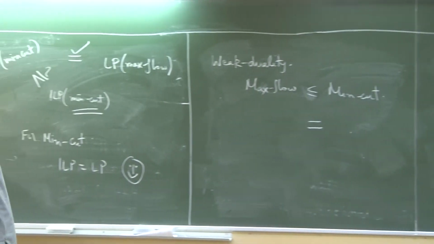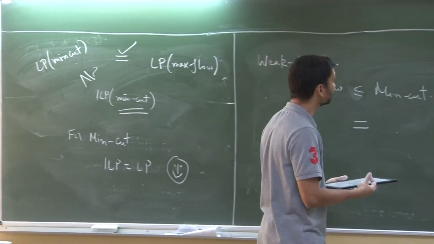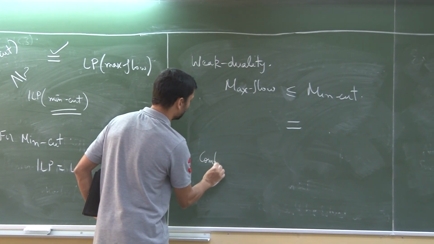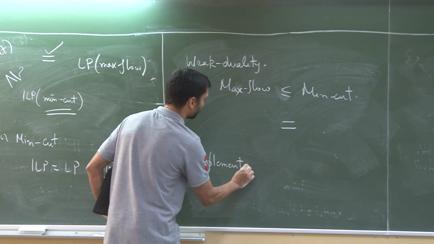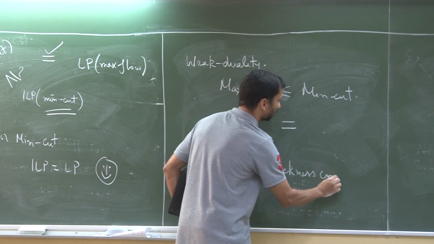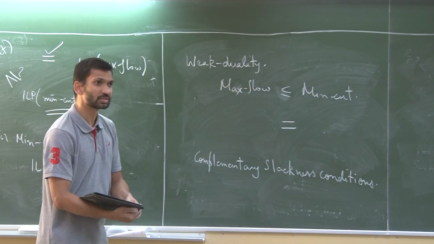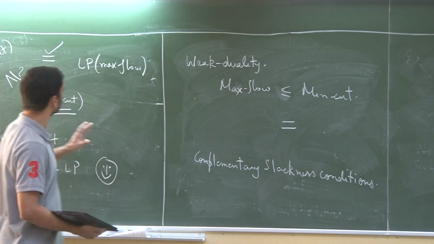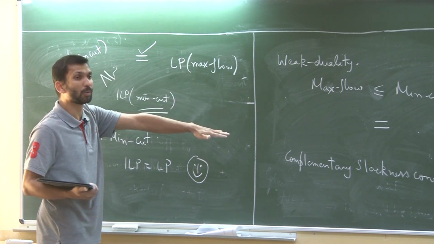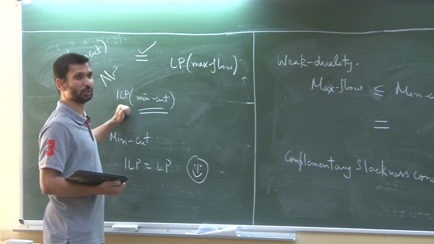And even the equality proof is kind of nice. We are going to look at complementary slackness conditions, using the best solution for max flow and the complementary slackness conditions. We will form an integer min cut solution.